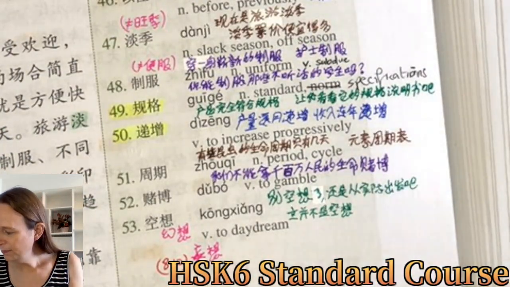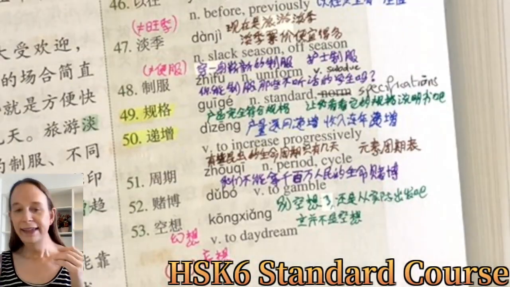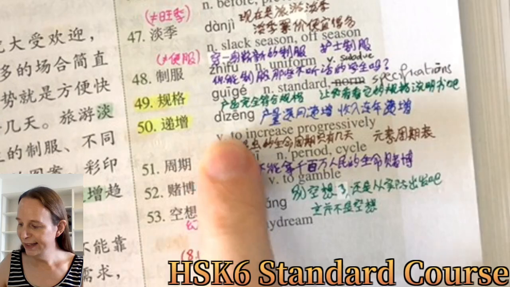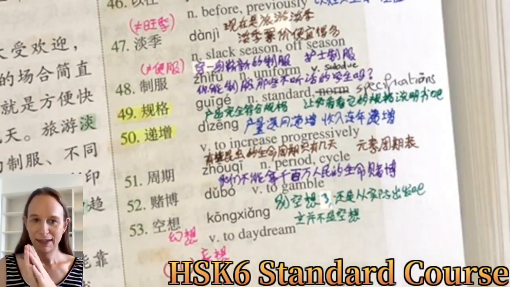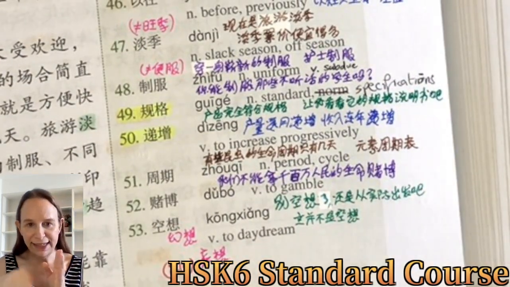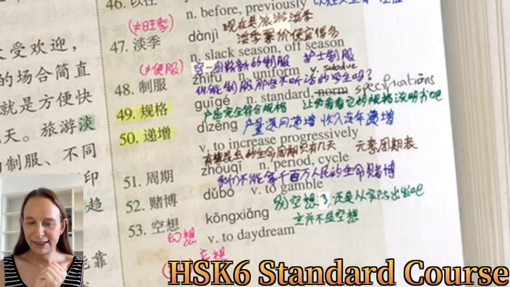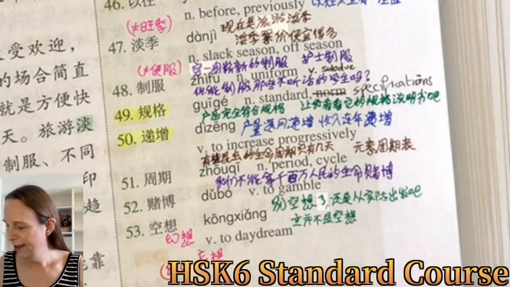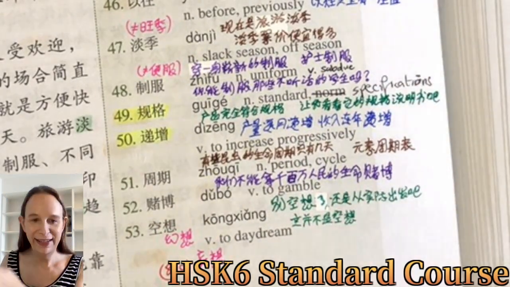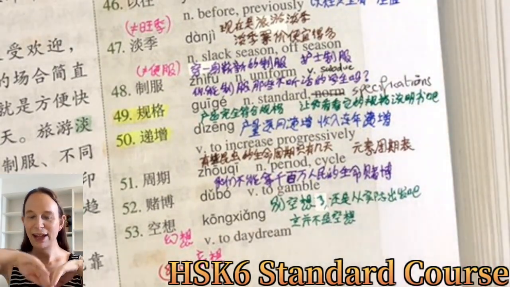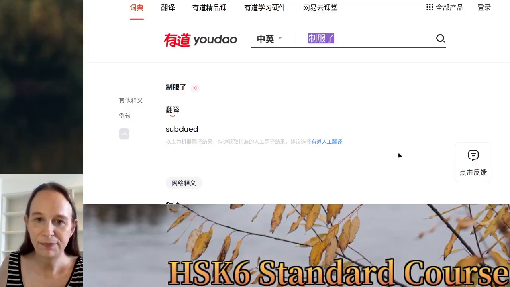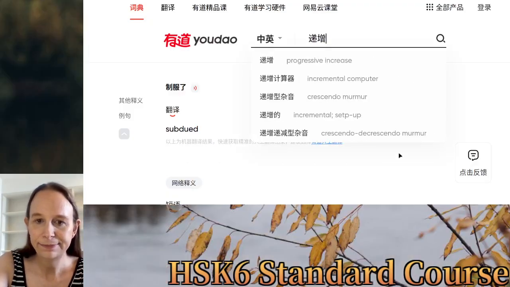Anyway. 递增. Yeah, so the 递 indicates this kind of progressive. 递增. So often you say 与日递增, 与日递增. So every day it increases. Like progressively increases bit by bit. It's not like one giant leap. It's progressive. 递增.